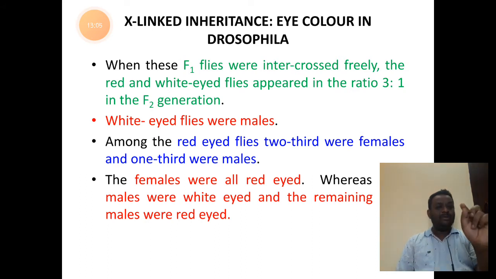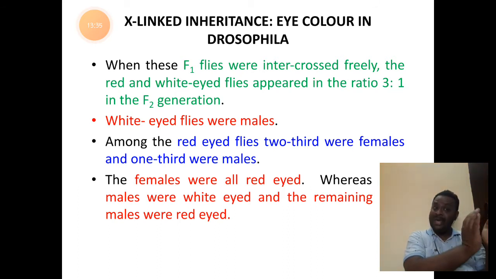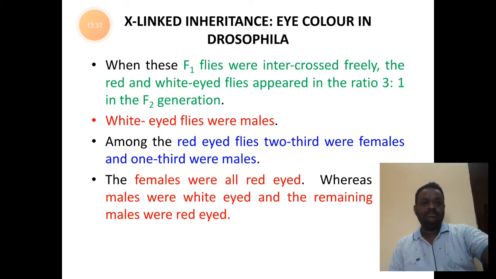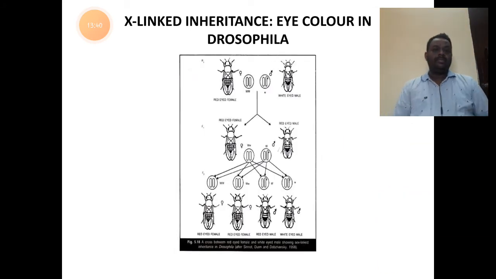When these F1 red-eyed flies were intercrossed, he found the appearance of white-eyed males in the F2 generation in the ratio of 3:1, and the white-eyed were only males. The females were red-eyed, and one male was also red-eyed. So altogether 75% of the generation was red-eyed and 25%, males, were white-eyed. That is the cross he analyzed.